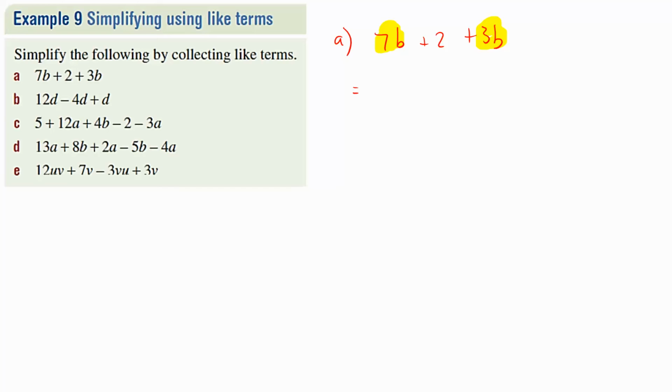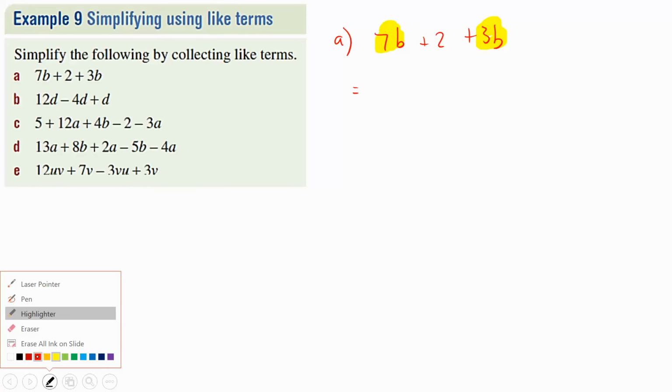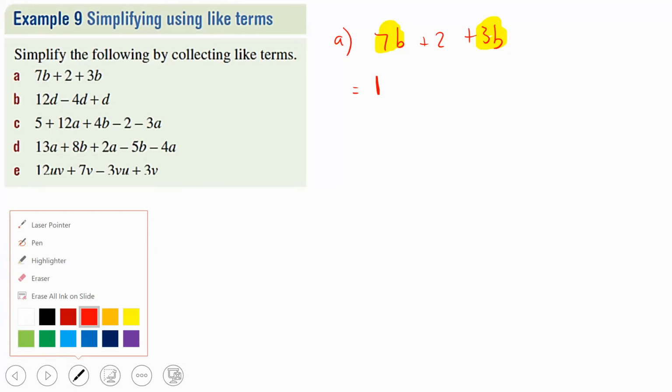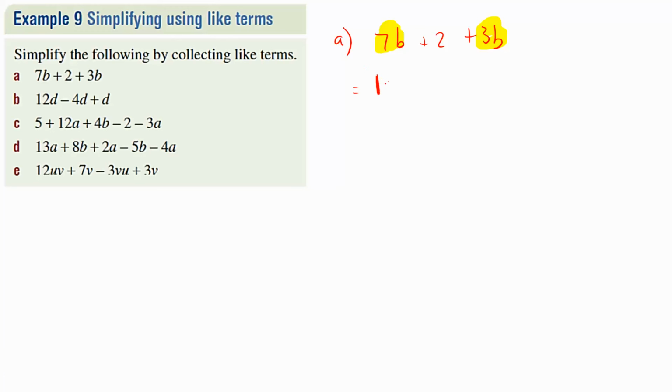Now, if I've got 7 groups of B, and I'm adding another 3 groups of B, in total, how many groups of B do I have? 10. Okay, 7 plus 3 will tell me it's 10. So now I can say, well, that just gives me 10B. We now have 10B, but I still have that add 2.